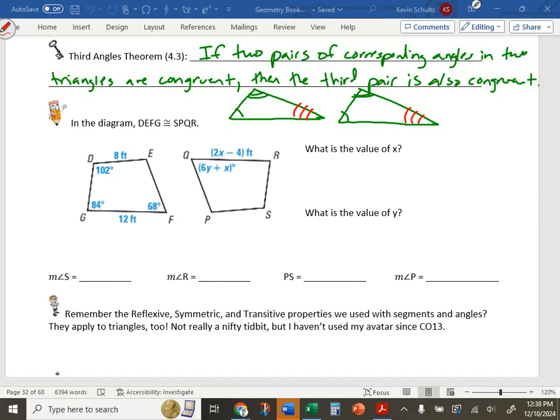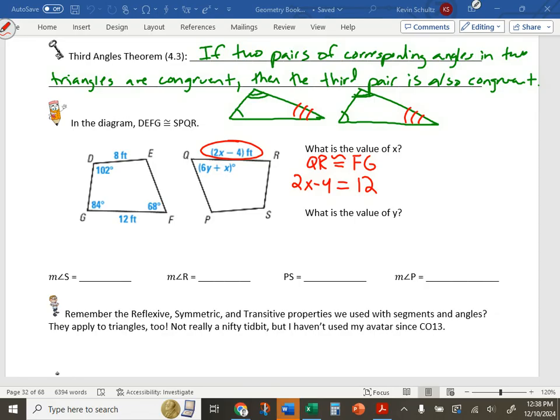So, what is the value of x? Here's our x side, QR. What does QR match up with? QR is congruent to which side on the other shape? FG. Why? Because third and fourth letters match up with third and fourth letters. So, if QR is equal to 2x minus 4, that's got to be equal to the measure of FG, which is 12. So 2x minus 4 equals 12.